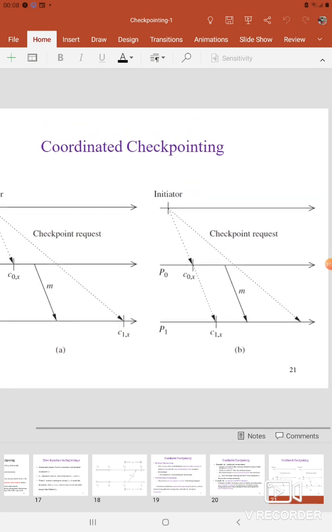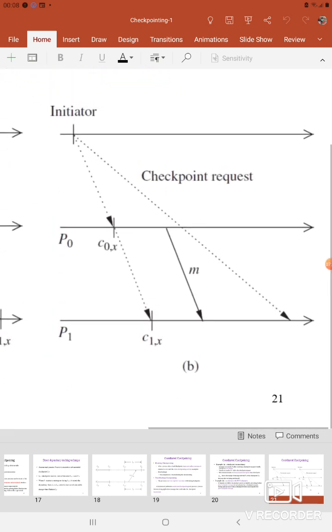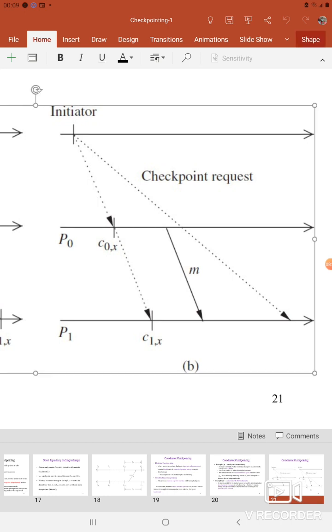So to overcome this, we go with FIFO channel. Once the initiator sends the checkpoint request, it is immediately sent to the processes P0 and P1. After that, they take their checkpoints. When taking the checkpoint, they won't send any other messages. After the checkpoint process gets completed, it sends the message M. So each message is transferred using the FIFO principle.